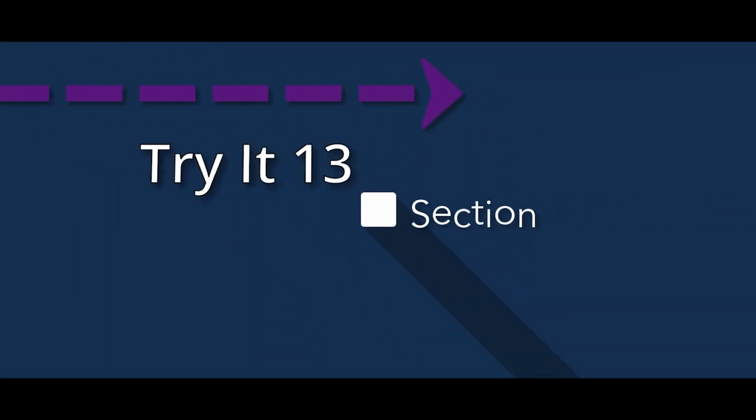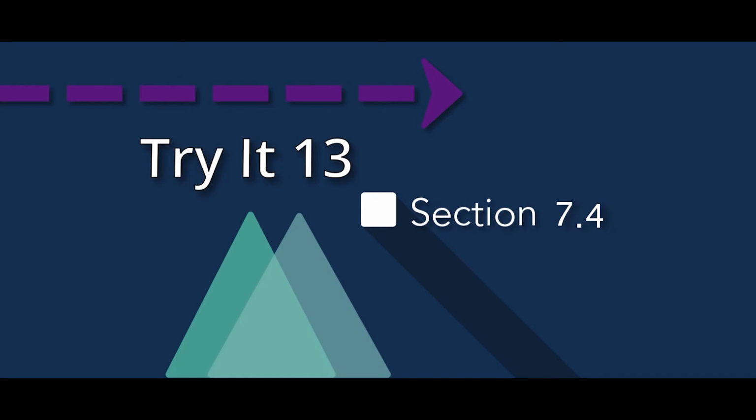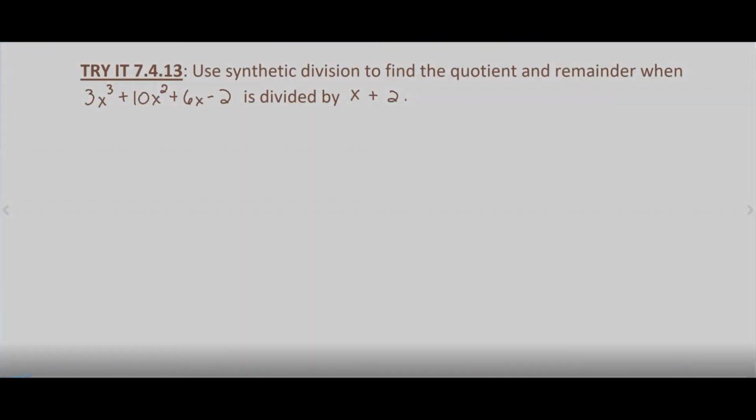So now we're moving on from long division of polynomials to synthetic division, and that's specifically when we're dividing a polynomial by a binomial, and the leading coefficient, the coefficient on x, has to be 1. So in this case, we're asked to use synthetic division to find the quotient and remainder when 3x cubed plus 10x squared plus 6x minus 2 is divided by x plus 2.